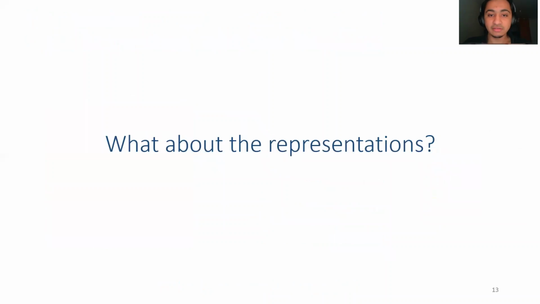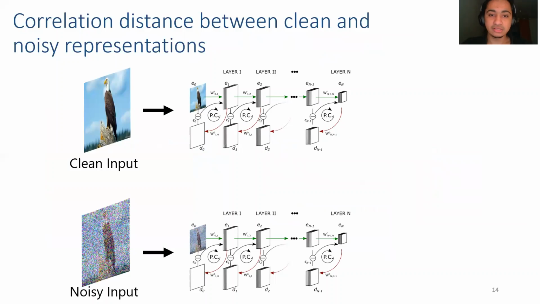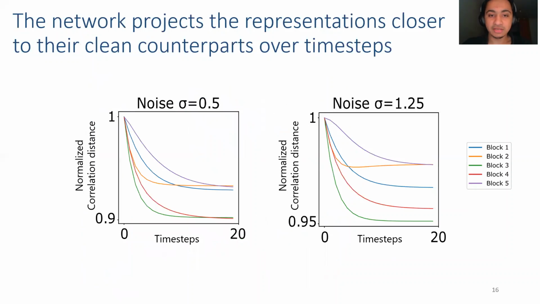To investigate the evolution of higher layer representations, we pass the clean image and a noisy image through our network and calculate the correlation distance between the representations obtained across the network for all time steps. To compare with the feed-forward VGG, we normalize all the distances such that VGG is always at the distance of 1. On this plot, you see that for a wide range of noises, the correlation distances decrease across time steps for all the blocks of VGG.